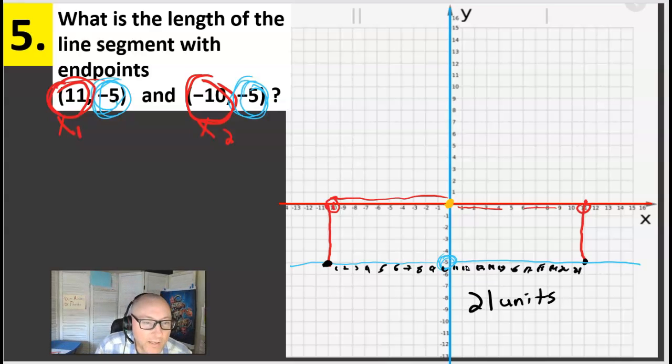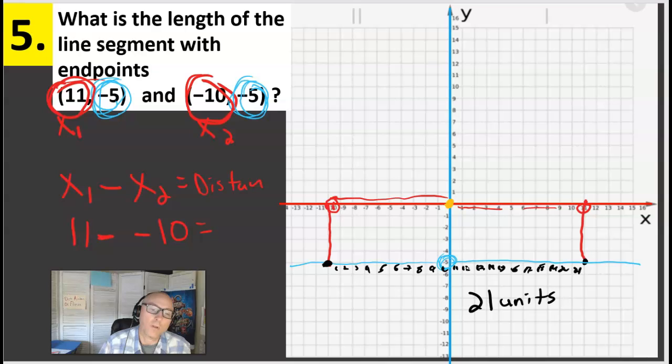Okay, so anyway, x1's 11. Let's say x1 minus x2 will give us the distance. Let's try it. Ready? x1 is 11 minus x2, which is negative 10. Ooh, what does that equal? Well, when you put two negatives together like this, I'm just going to keep it simple and tell you. I'm not going to get into it in detail too much. Let's just turn that into a positive. Two negatives equal a positive here.